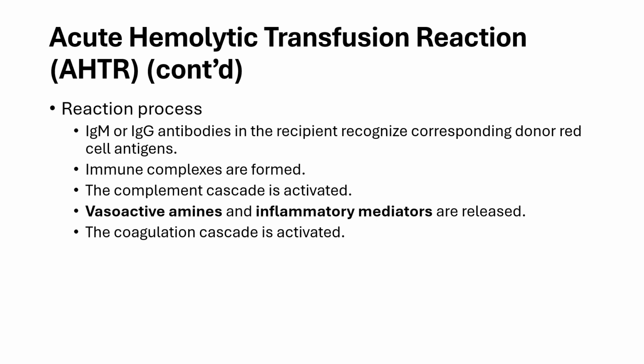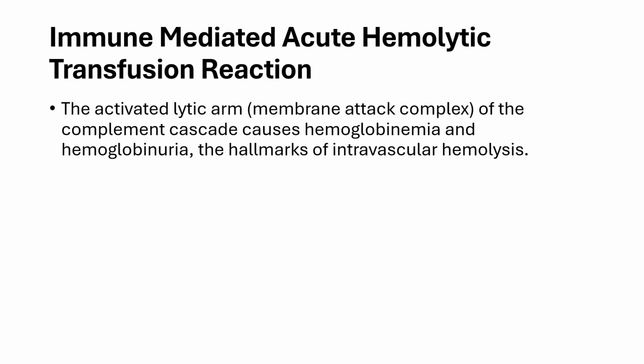This will then activate the coagulation cascade. Tissue factor exposure and inflammatory cytokines can activate the coagulation cascade, potentially leading to disseminated intravascular coagulation, or DIC, and microvascular thrombosis. So the effect of complement activation in acute hemolytic transfusion reaction is the membrane attack complex. The terminal or lytic arm of the complement cascade forms the MAC, which is C5b through C9, on the surface of donor red cells.